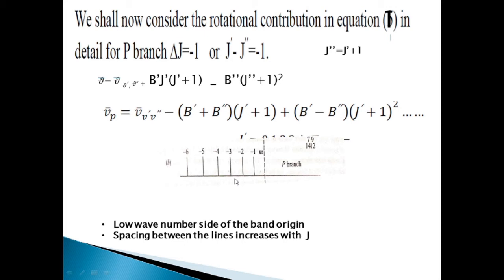Lower wave number of the band origin. So P branches are obtained on the low wave number side of the band origin, and also the spacing between the lines increases with J. That is the speciality of the P lines in the rotational fine structure of the electronic spectrum.